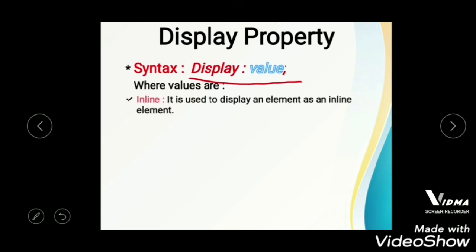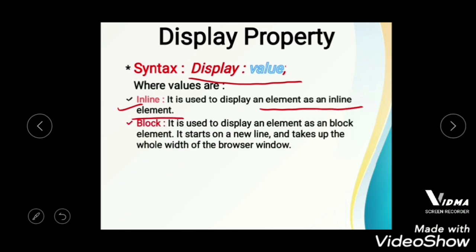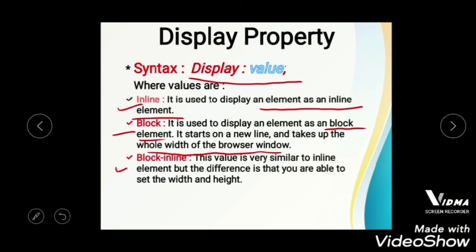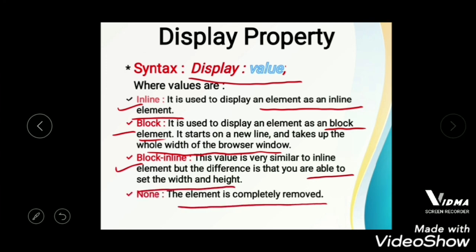The values are inline, which is used to display an element as an inline element. Then block, which is used to display an element as a block element. It starts on a new line and takes up the whole width of the browser window. Then inline-block. It is similar to inline element, the difference is you are able to set width and height. And then none, the element is completely removed.